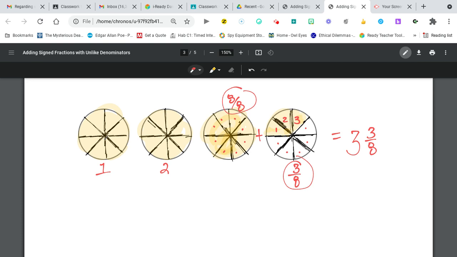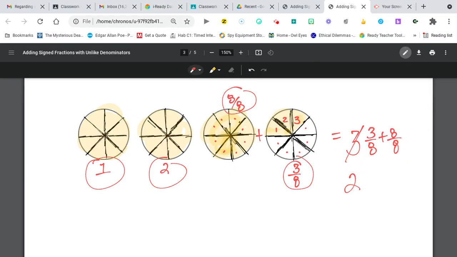Okay? But I don't have 3 wholes anymore. Remember, I had 3, but I took one away. And now I'm left with just 2 wholes. And then that whole that I borrowed was in terms of eighths.